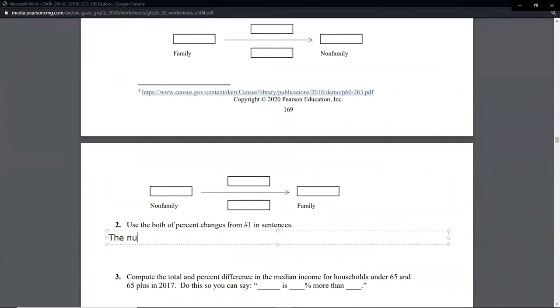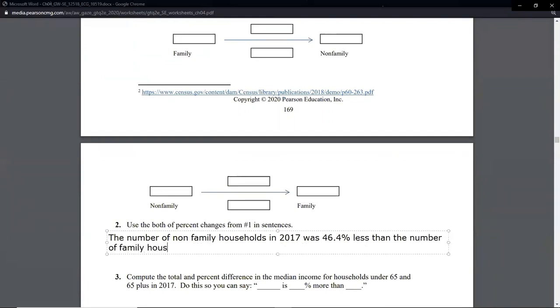So it would be something like this. The number of non-family households in 2017 was 46.4% less than the number of family households. That would be from the first one, when we had family as the original and non-family as the quote new. So we were comparing the non-family to the family. The family was the base value, which is why we say the number of the new thing was the percent change, more or less, in this case less, than the original, the base. So the number of non-family households was about 50% less than the number of family households.